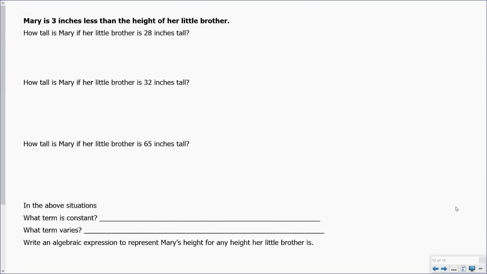So let's put these parts of our expressions to work. In our statement here, it says Mary is 3 inches less than the height of her little brother. So less than is going to be subtraction, and it says that she's 3 inches less. So each time I'm going to be subtracting 3 from whatever the height of her little brother is. So in this case, her little brother is 28 inches tall. And Mary is, again, 3 inches less than the height of her little brother. So we're going to subtract 3.